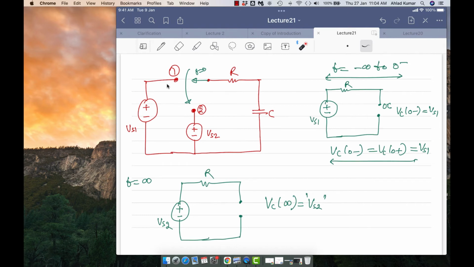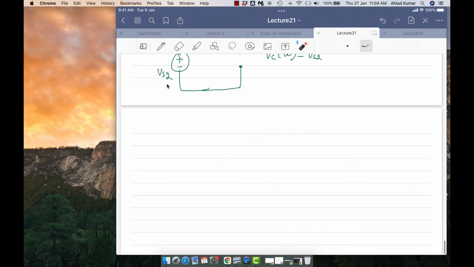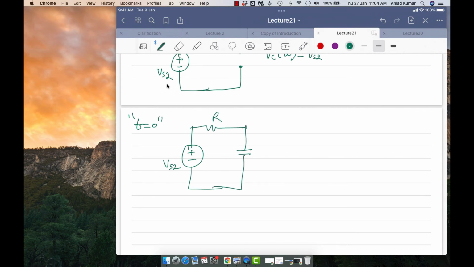Now we will draw the circuit for t equal to 0. So at t equal to 0, if I draw the circuit, will it be this or not? Vs2, R, then we have a capacitor. Will it be this? So once at time t equal to 0 you draw this circuit, then you write the KVL for this.